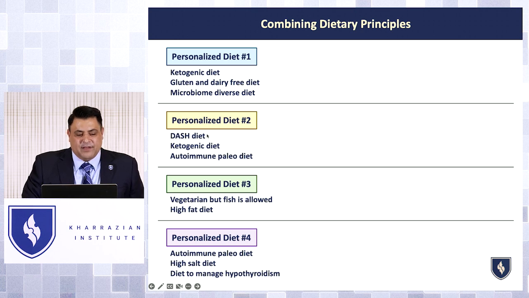Another person could come in and you say, we need you on a DASH diet. We've got to get your sodium down. Or we've got to get you in ketosis, and you've got to follow an autoimmune paleo diet. Another person, vegetarian, but fish is allowed. They may need to be on a high-fat diet. So you experiment. And in reality, there isn't a generalizable diet for real patients. You have to figure out what they want to do.